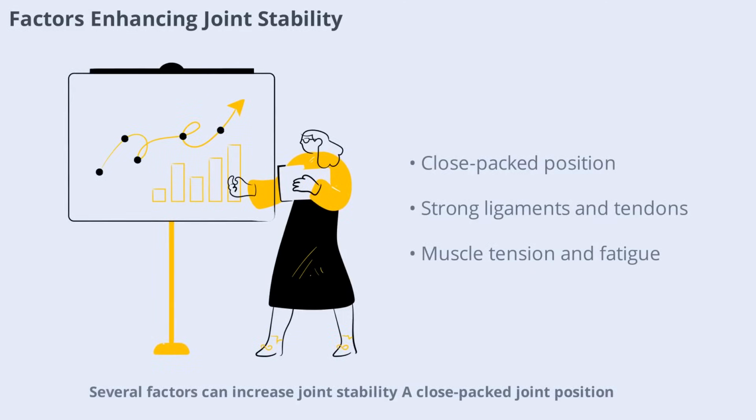Several factors can increase joint stability. A close-packed joint position where the bone surfaces are in maximum contact provides a solid foundation. Strong ligaments and muscle tendons crossing the joint add further support. When muscles on opposite sides of a joint contract simultaneously, they create tension that stabilizes the joint. Additionally, the absence of muscle fatigue is important. Tired muscles are less able to protect the joint from abnormal movement. All these elements work together to keep our joints safe and functional.